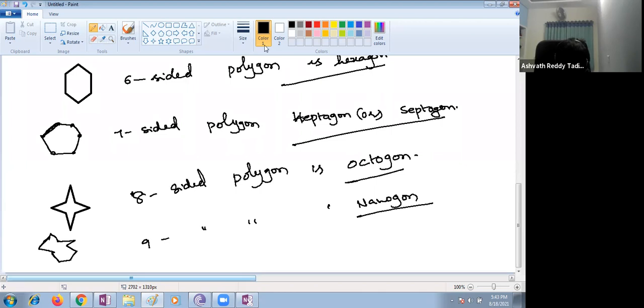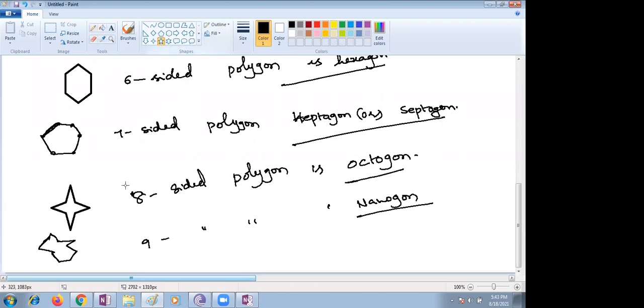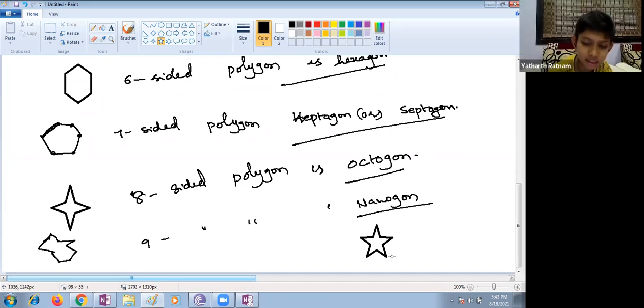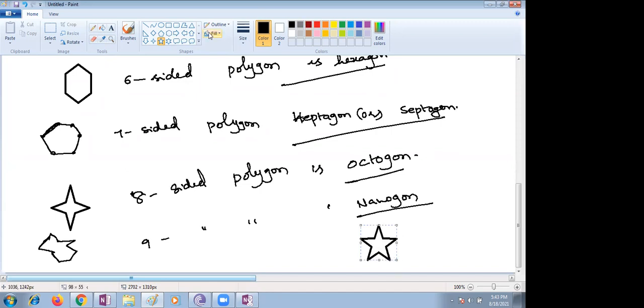In the same way, a 10-sided polygon. I'm taking whatever shapes are available, children, for my convenience. What is a 10-sided polygon? Decagon. A 10-sided polygon is decagon. Very important. Tomorrow morning in the class I will also ask.